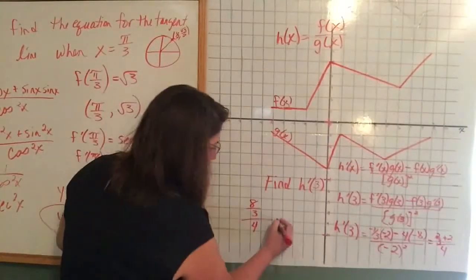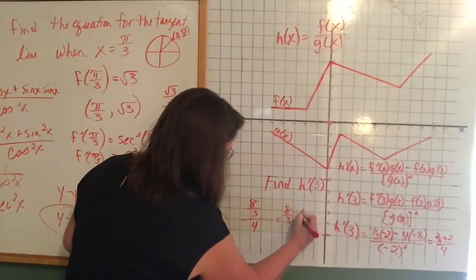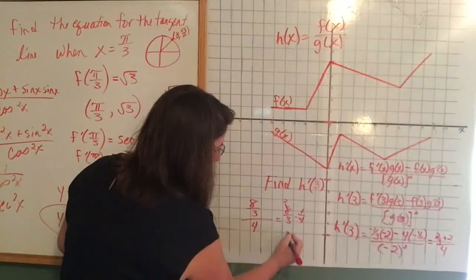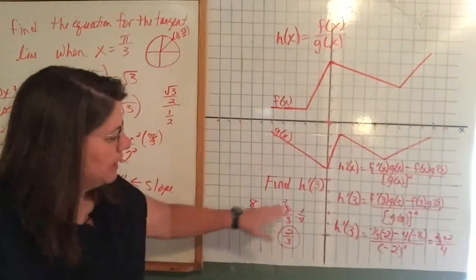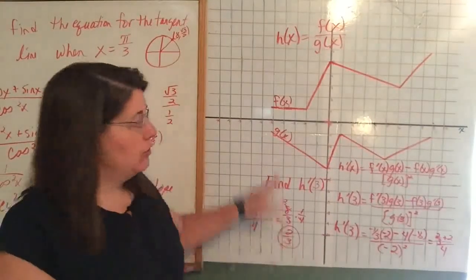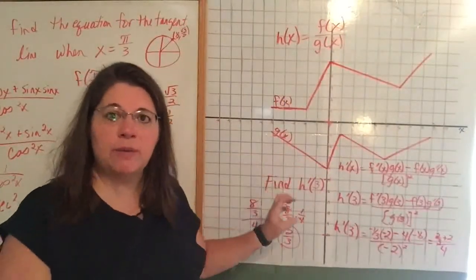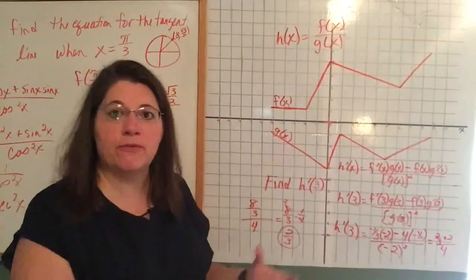Well, I invert and multiply. That's 8/3 times 1/4. The 8 and the 4 cancel, leaving me with 2/3. So h prime of 3 is going to be 2/3. So you get a pretty simple answer for something that seems complicated at first, but if you really think about what they're asking you to do here, none of this is that difficult. You're just putting some information together.